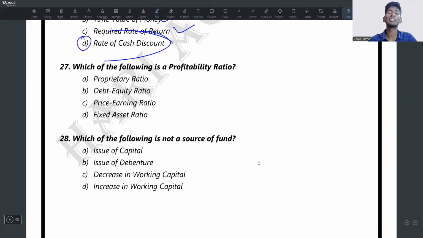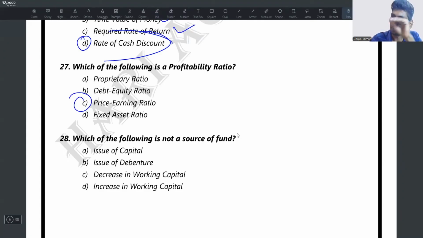Okay, which of the following is a profitability ratio? Question number 27. Which of the following is a profitability ratio? You must answer this question. Price earning ratio is the profitability ratio, right? So price earning ratio, what does it mean?